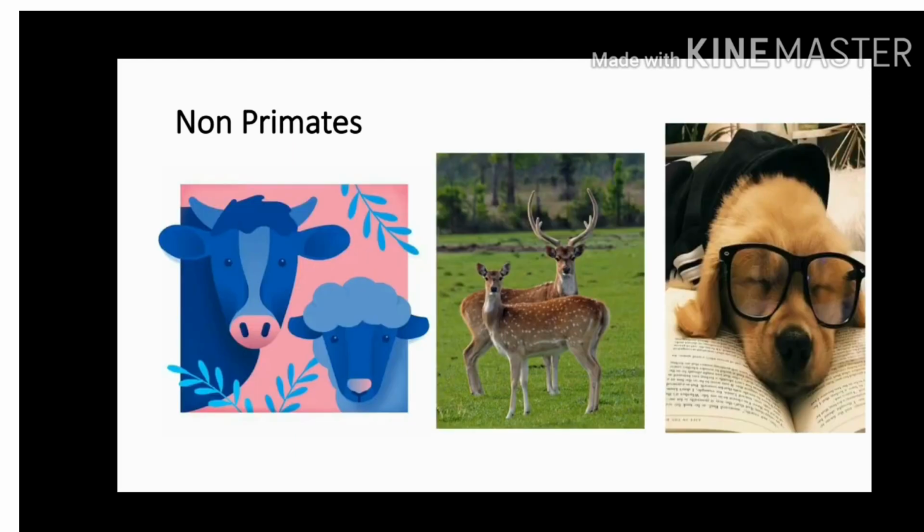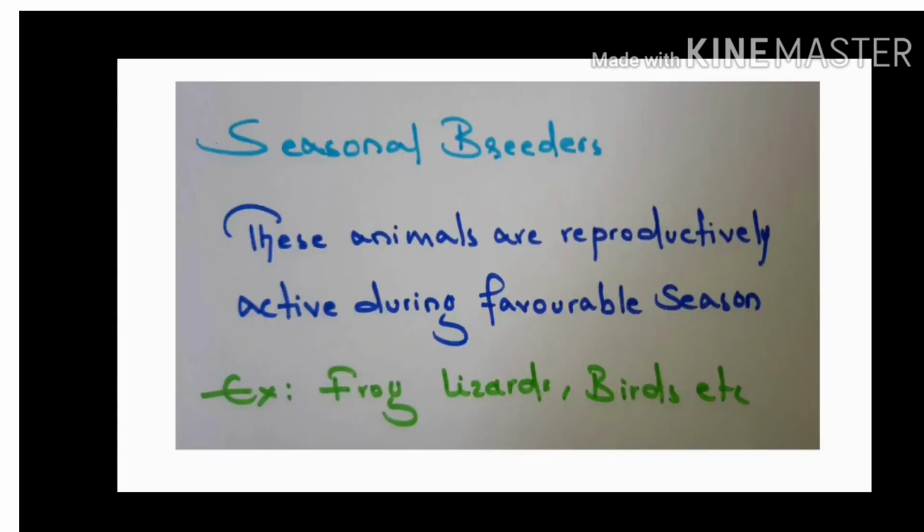See the examples: cow, sheep, deer, and dogs. These are the examples of what? Non-primates. Next one, we'll see about the seasonal breeders. See, these animals are reproductively active during favorable seasons. As we have seen, the non-primates are seasonal breeders. Examples: frog, lizard, bird. It means they produce their young ones in their favorable season only.